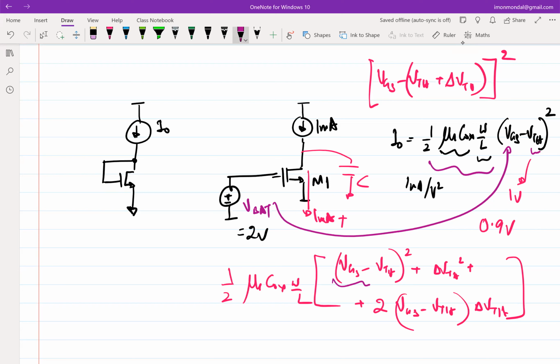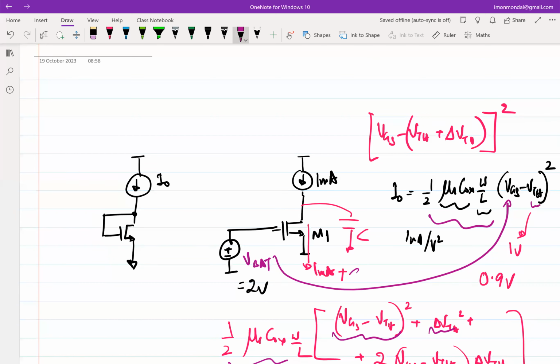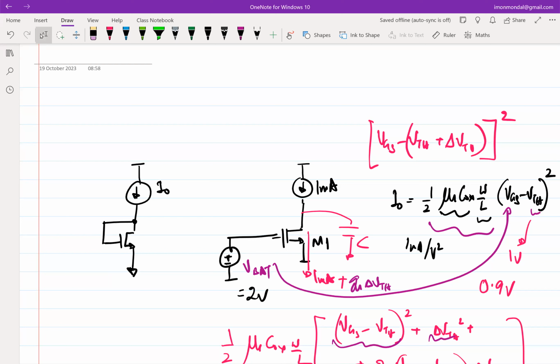So this guy gives you the quiescent, right? This guy is a second order term. What will this multiplied by this give you? That is GM, right? So if I neglect the delta VTH squared, essentially the increase in current is 1 milliamp plus GM times delta VTH, right? Okay, fine. So the moot point is you are trying to drag out more current from M1, and that amount that you are trying to drag out is proportional to the GM of the transistor.